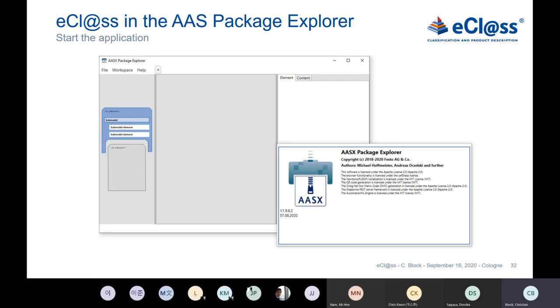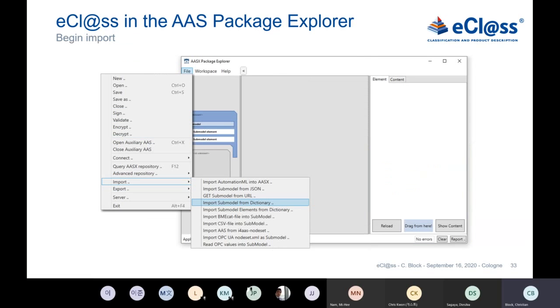I made some screenshots of this application, so everyone can download this application from GitHub. If interested, I can send the URL to you as well. So if you start this application, you just see this screen, but you can import submodels from a dictionary.